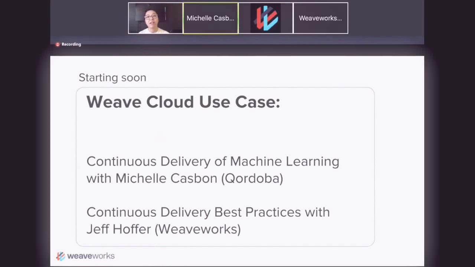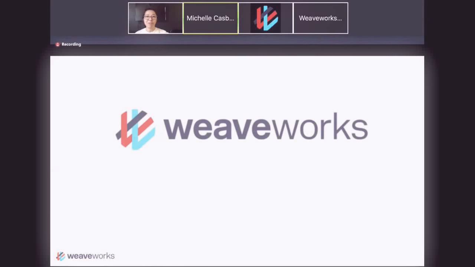Today, we have a great speaker from a company called Qordoba, and they are actually a use case of Weave Cloud. They also do a lot of really interesting things, but they are also a good user of Weave Cloud. Some of you have asked for hearing stories of other use cases, so we're glad to bring that to you. And then later, we'll have a short bit from Jeff Hoffer, who's one of our dev advocates, on continuous delivery best practices.